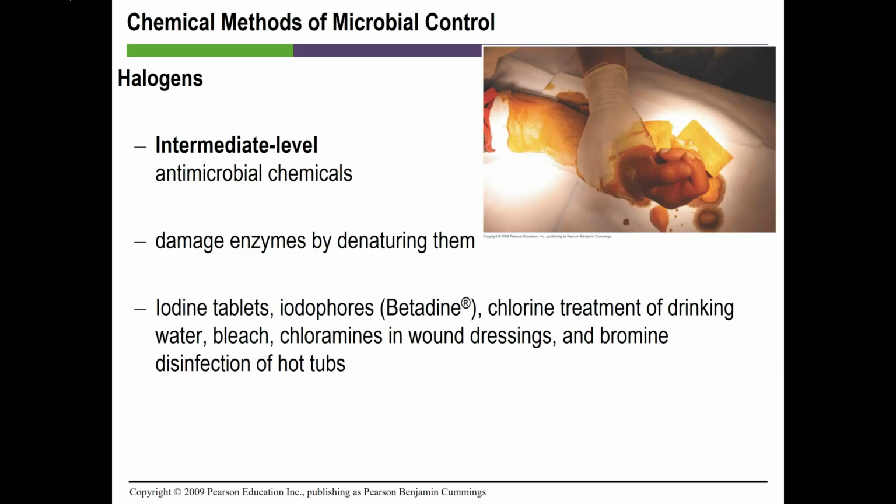Halogens are also intermediate. Examples of halogens include chlorine bleach that is used in so many different settings, and the iodine you use for disinfecting skin prior to some sort of medical procedure. The betadine type solutions, iodine, is also used widely as an antiseptic. Halogens do have a disadvantage in that when there is a lot of organic material, then they can be inactivated.